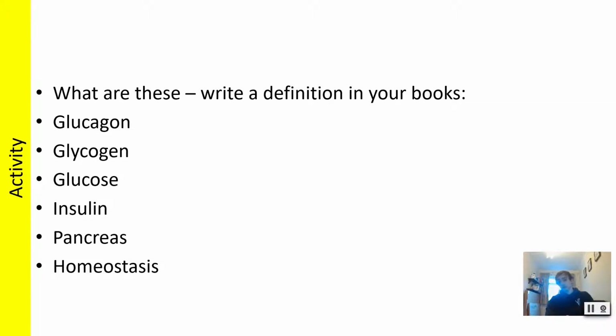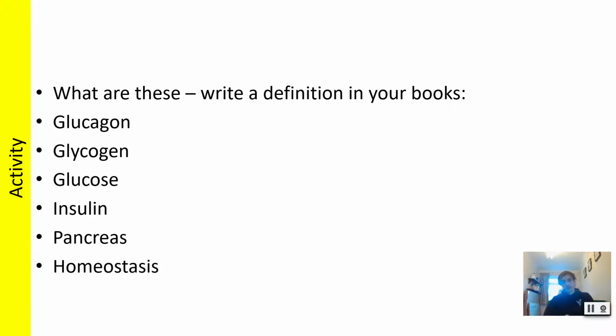Hopefully you paused me. Glucagon is a hormone released when blood sugar is too low, and it causes glycogen to be broken into glucose. Glycogen is how glucose is stored in human bodies. It's a chemical which is a store of glucose. Glucose is a type of sugar.